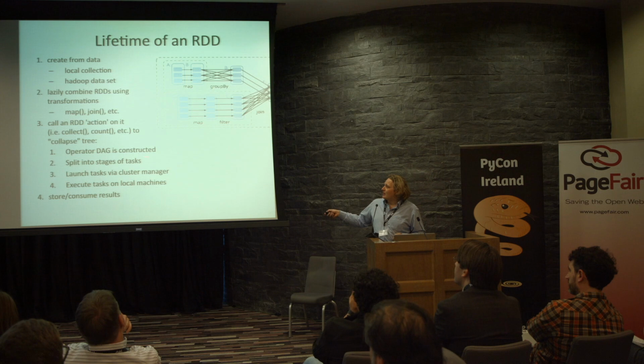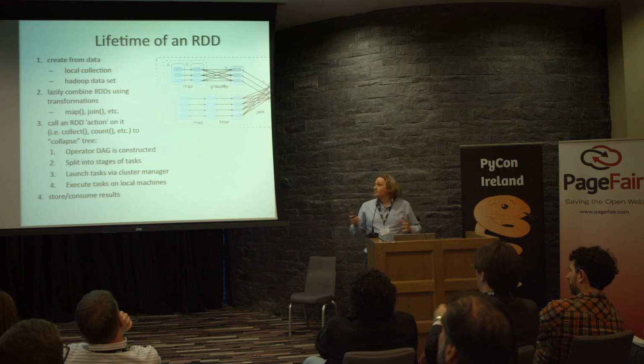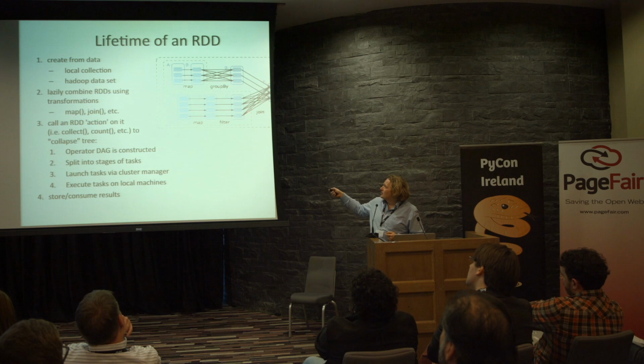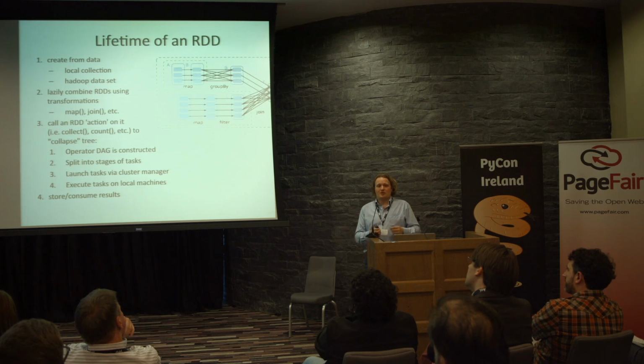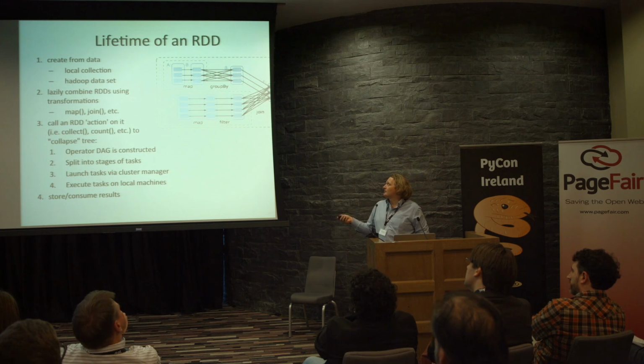So the directed acyclic graph is constructed. It's split into stages. So stages are as long as you have all the source data within an RDD. So you can see here we just have a horizontal arrow, and here we have another horizontal arrow. As long as that's the case, this is one stage. But as soon as we need data to cross and be collated, then we need to create a new stage, because we first need the first thing to finish before we can start the second task. Then the tasks are launched by the cluster manager and then executed on the local machines, and at the end the results are either stored on the HDFS machines or collated back to the Spark master.